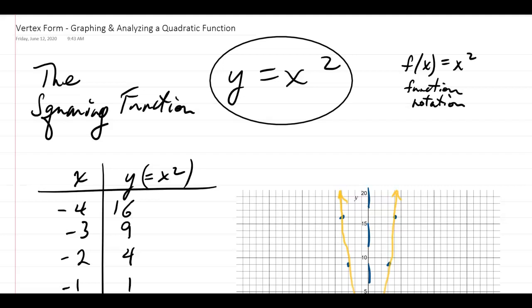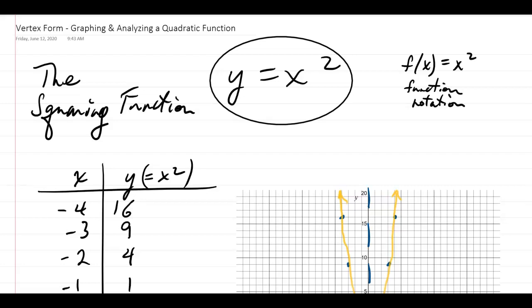We're going to take a look at the squaring function again, y equals x squared, or f of x is x squared if we use function notation. Specifically, we're going to pick up with the vertex form again, how we graph a quadratic function that's written in vertex form, and we'll touch on the analysis of quadratic functions a bit as we look at their parabolas.